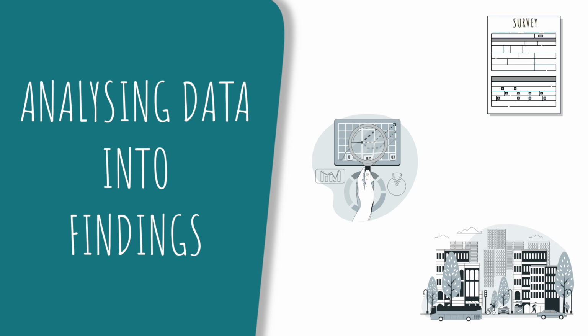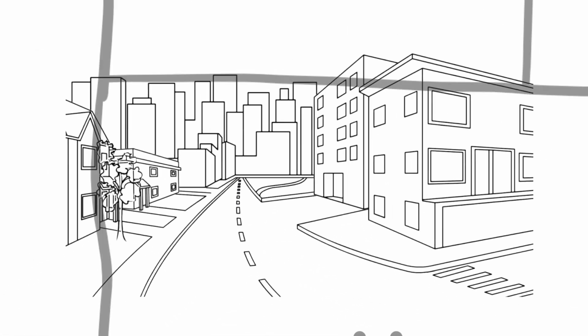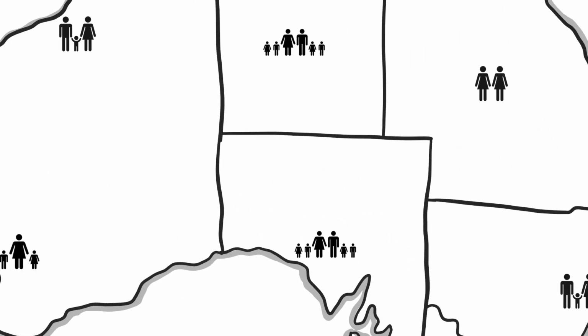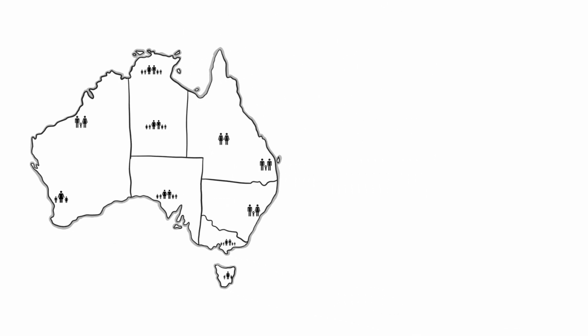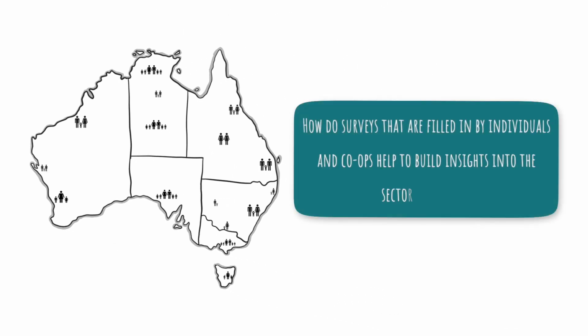The Articulating Value in Housing Cooperatives project is creating the first evidence base of the benefits of living in Australia's housing cooperatives. The researchers worked with people who live and work in the sector to design surveys for co-ops and members. But how do surveys that are filled in by individuals and co-ops help to build insights into the sector as a whole?